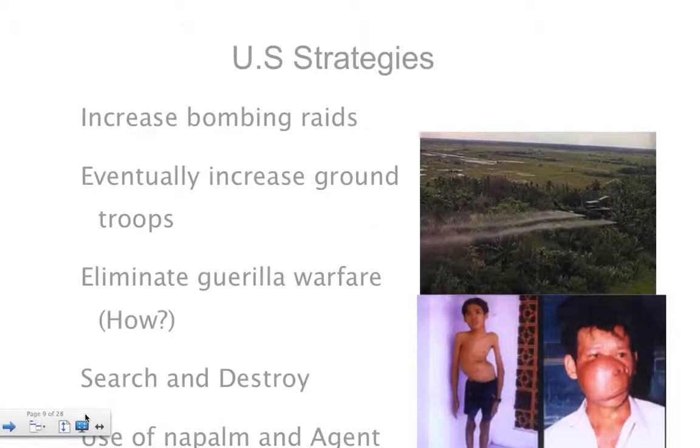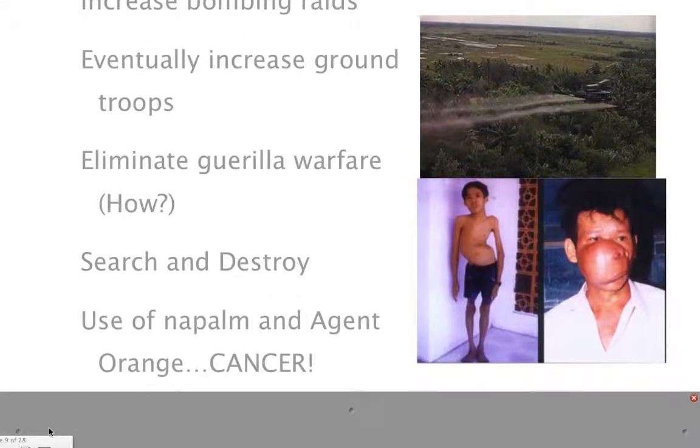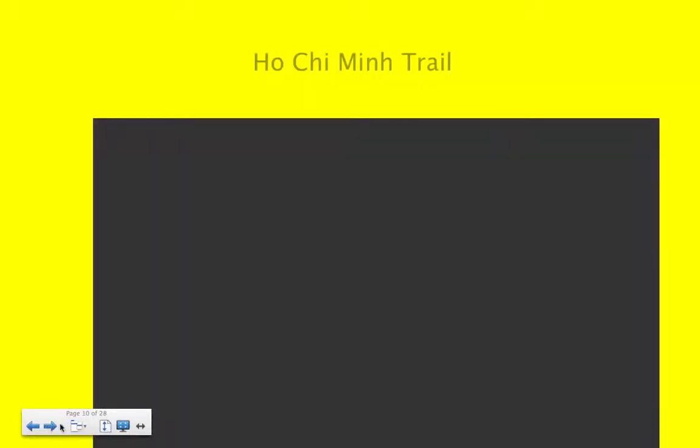Again, these bomb raids were to eliminate the guerrilla warfare against surprise attacks by the North Vietnamese. They also were utilized with the search and destroy to find the Viet Cong and then punish the Viet Cong. And again, we see the ill effects of napalm, which is a defoliant that was widely used during the Vietnam War, and the lasting effects it will have well beyond the Vietnam War to the locals of Vietnam. The Ho Chi Minh Trail.